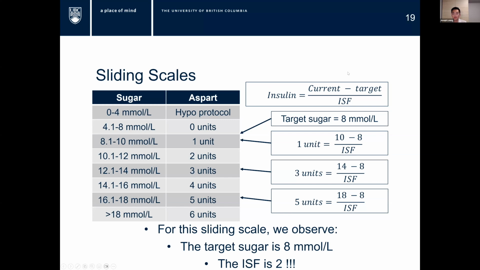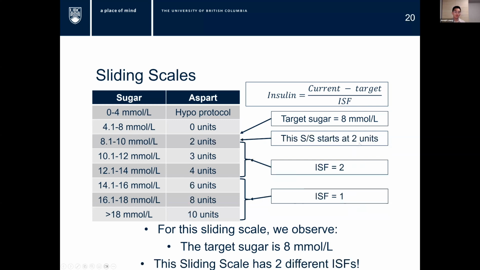So remember this algebraic equation that I showed in the last slide. What we can actually do is plug in the current blood sugar, the target blood sugar, and the insulin dose that's recommended by the sliding scale, and we can actually solve for ISF. So what we're going to do here is at each one of these levels, we do this equation, and what we realize is that the ISF in this sliding scale is 2, and it's 2 across the whole spectrum of the sliding scale here. So it's a linear relationship.